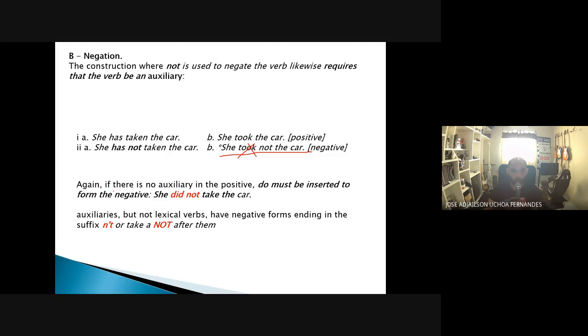Again, if there is no auxiliary in the positive, do must be inserted to form the negative. She did not take. This is the verb capsule, the car. Auxiliaries, but not lexical verbs, have negative forms ending in the suffix n apostrophe t, which is the contracted version. It's never possible to add n apostrophe t in the contracted form with main verbs, only with auxiliary verbs.